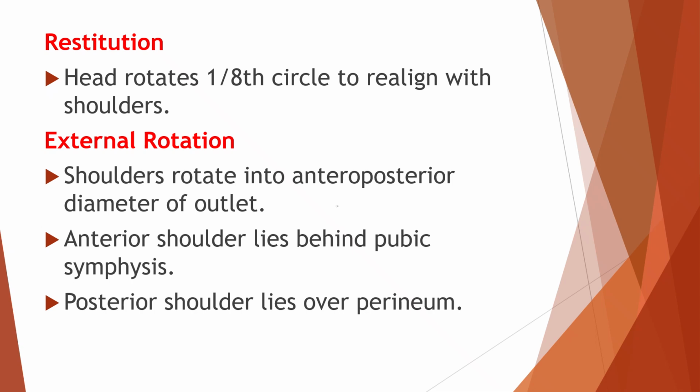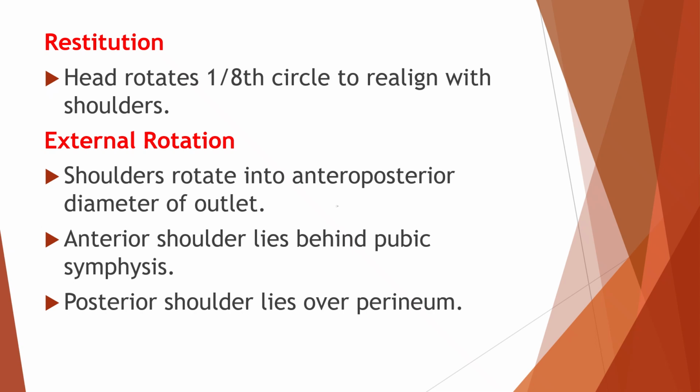In this step, the baby's head rotates about 1/8 of a circle to realign with the shoulders. This happens because during internal rotation the head had turned separately from the shoulders, and now it returns to its normal alignment with the body. After restitution, the next step is external rotation.